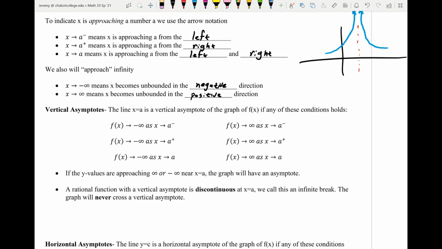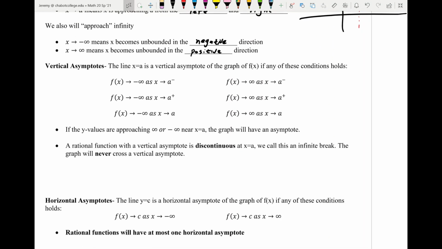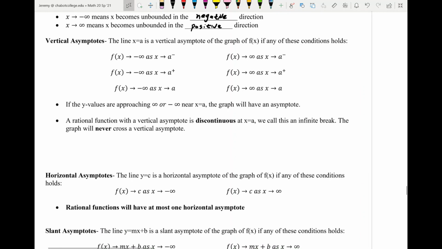So pretty much if you ever see unbounded behavior of a function at some x value, then we're going to have a vertical asymptote there. Okay, and if the y values are approaching positive or negative infinity near x equals a, then it will have an asymptote. That's a simpler way of putting it. A rational function with a vertical asymptote is discontinuous at x equals a, and we call this an infinite break. The graph will never cross a vertical asymptote.